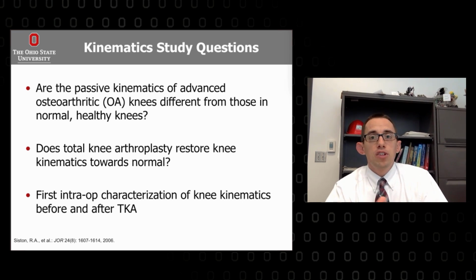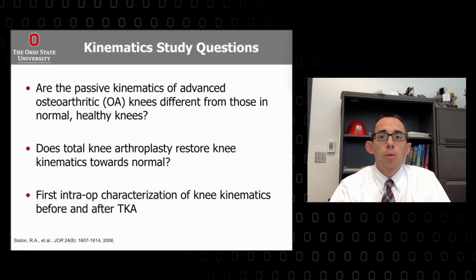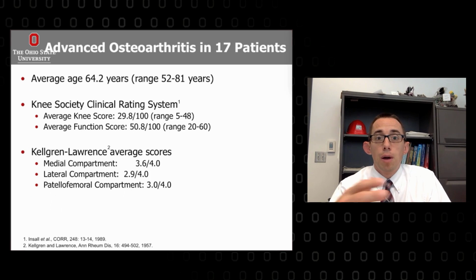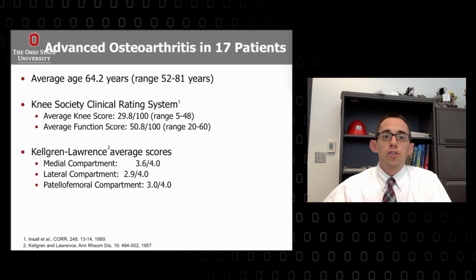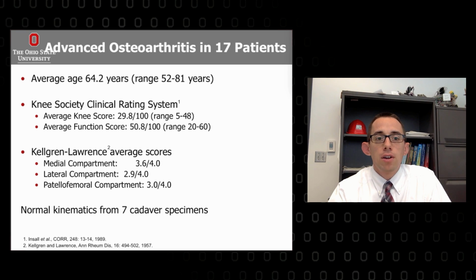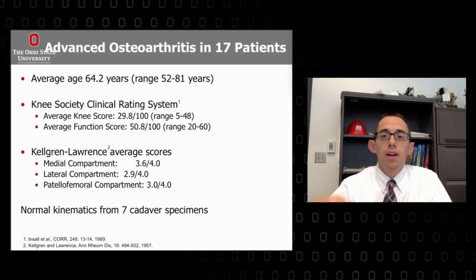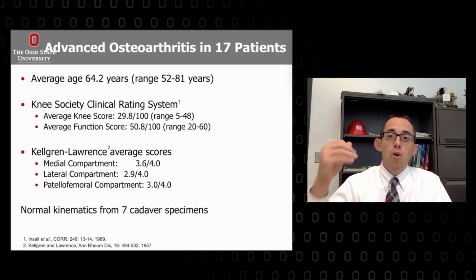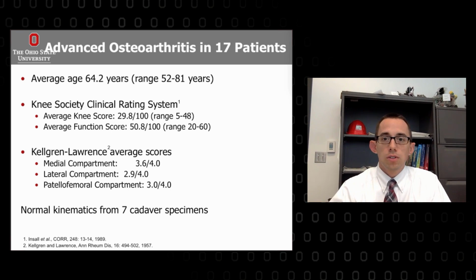So what I would do at this point is proceed forward with my methodology. We had 17 patients with advanced osteoarthritis, here are all the details about them, and I would launch into the rest of my talk as to where I got the patients, where I got the cadavers, and all that other thing. Then I would go through slides of more of my methods, my results, all that sort of stuff.